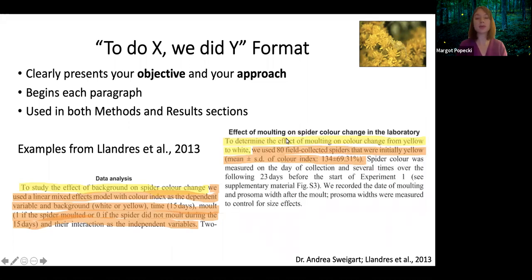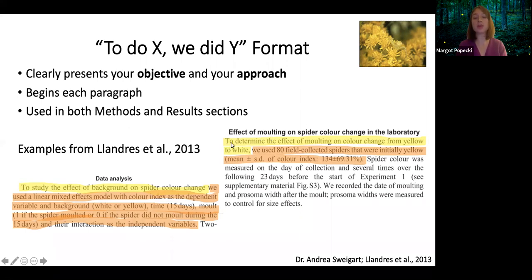Let's look at this example. The subheader now states, effect of molting on spider color change in the laboratory. So that is the title, or the topic, of this paragraph. They're describing the experiment they did to answer or address this question.